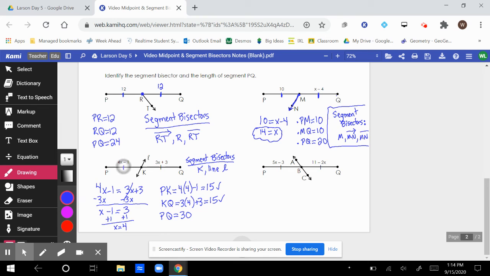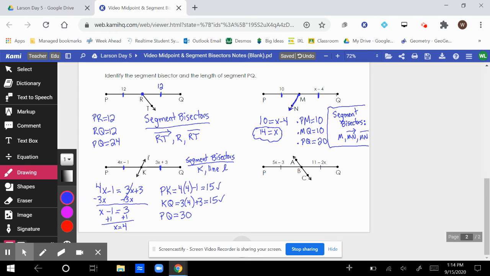Since they both have tick marks, you should know that they should be equal, and that's a good way to check your work for these. If they're not the same, then you know you must have gotten the wrong value for x or done something wrong when you substituted it back in. Okay, otherwise those tick marks wouldn't be there if they were not congruent.